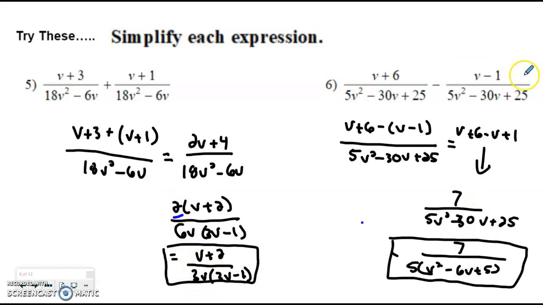When I look at number 6, when I do v plus 6 minus v minus 1, I end up with v plus 6 minus v plus 1, which gets me a 7 in the numerator. So I can keep it as 7 divided by 5v squared minus 30v plus 25.